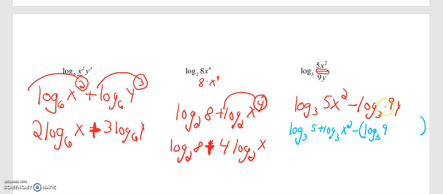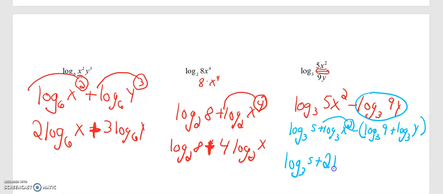Now this is multiplication within here. This is multiplication. So I'm going to make that addition for now. But I stress for now because ultimately both of these pieces will be getting subtracted. So if I go ahead and deal with these exponents, right, that's going to become log base 3 of 5 plus, pull that exponent out in front, 2 log base 3 of x.